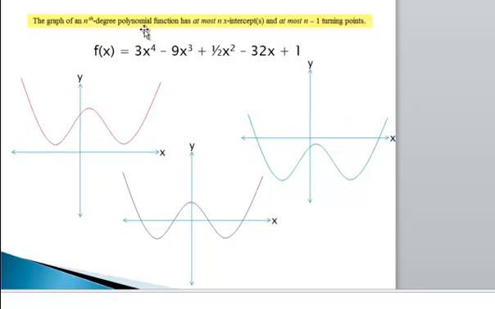The graph of an nth degree polynomial function has at most n x-intercepts and at most n minus 1 turning points. So for this particular function, the highest exponent is a 4. That means it will have 4 or less x-intercepts. And it will have at most n minus 1 turning points. So if n is 4, that's your highest exponent, it will have n minus 1, or 3, so 3 or less turning points.